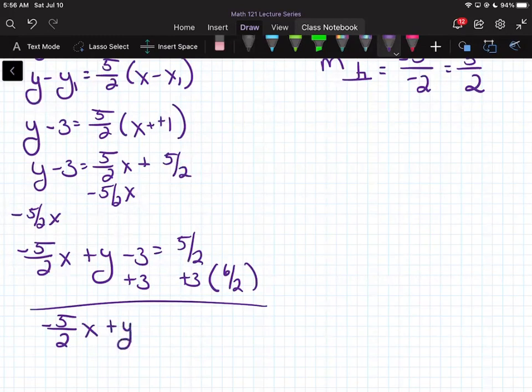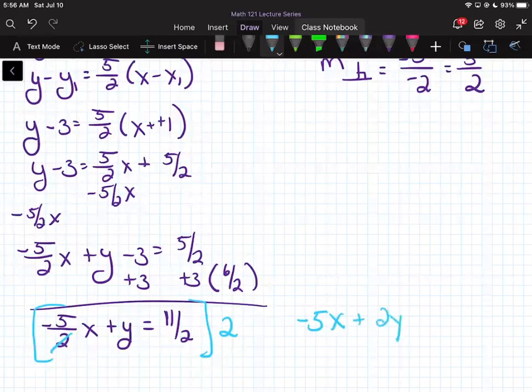plus y equals 11/2. But to be in standard form, it's standard for us to get rid of those fractions. So I'm going to multiply everything by 2 to cancel the denominators. And in standard form, I end up with negative 5x, because notice these 2's cancel, plus 2y equals 11.